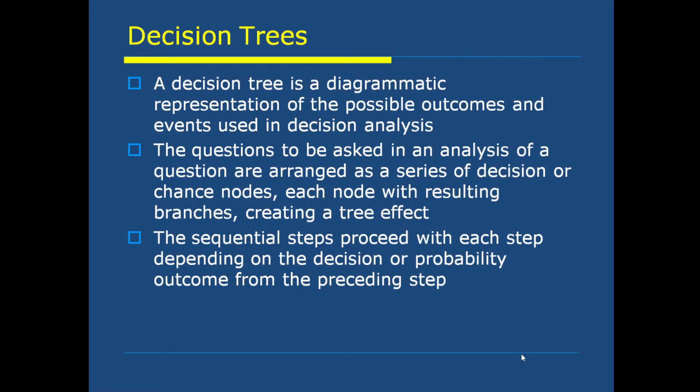A decision tree is a diagrammatic representation of the possible outcomes and events used in decision analysis. The questions to be asked in analysis of the question are arranged as a series of decision or chance nodes. Each node will result in branches, creating a tree effect. The sequential steps proceed with each step depending on the decision or probability outcome from the preceding step.